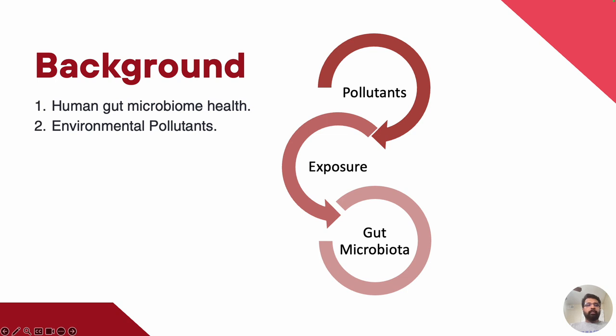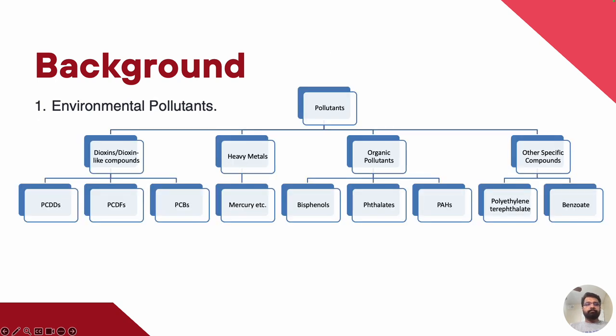So now let's talk a little bit about the pollutants that we studied in this particular paper. There are tons of different categories of pollutants that they studied. Pretty much the primary group is the dioxins or dioxin-like compounds, that includes different PCDDs, polychlorinated dibenzo-p-dioxins. Sorry, that's a long word. And then PCDFs and PCBs, those are the group of dioxins. They are highly toxic pollutants, which usually come through water pollution.